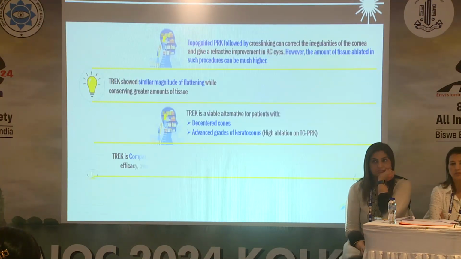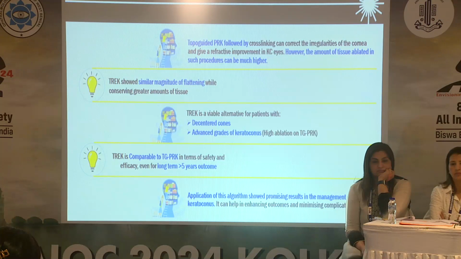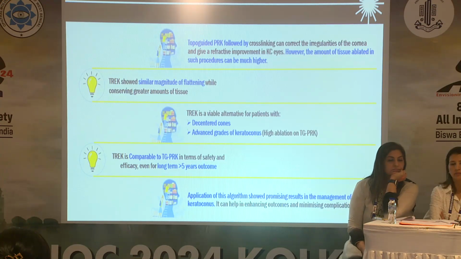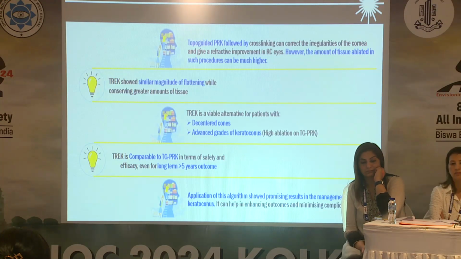So to conclude, a topo-guided PRK cross-linking can correct the irregularities and give refractive improvement to patients with keratoconus. And a TREC has shown a similar magnitude of flattening while conserving greater amounts of tissue. So it can be considered for patients who have a thinner cornea, decentered cones, or advanced grades. And it is comparable to TPRK in terms of safety and efficacy, even on long term, that is 5-year outcomes, and the application of this algorithm showed promising results.